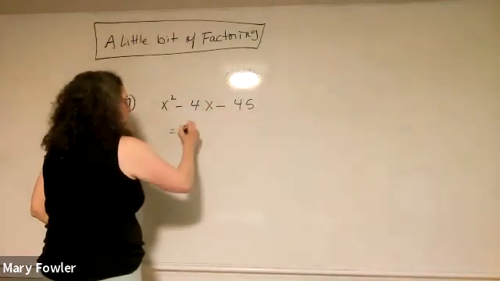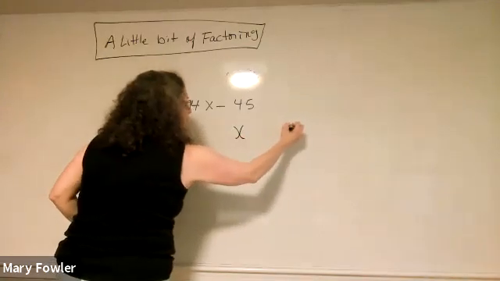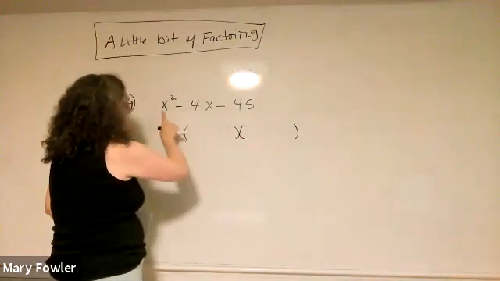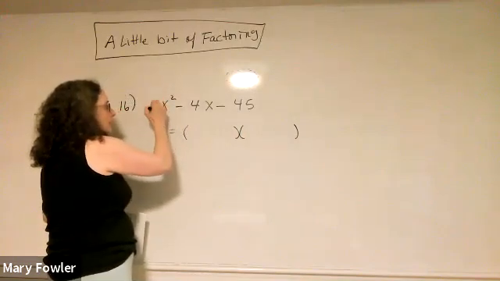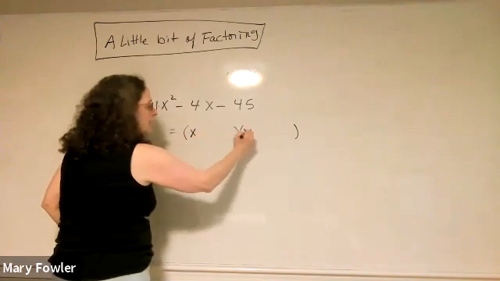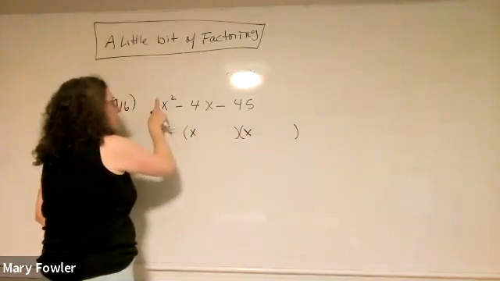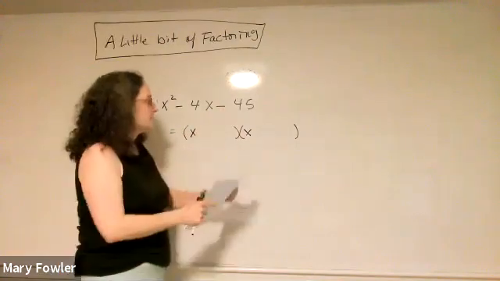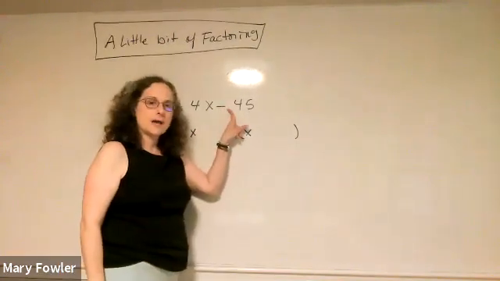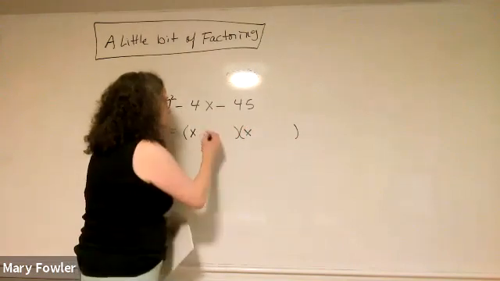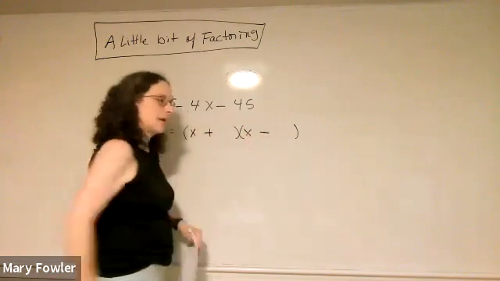So it's a trinomial. We start by opening up our two brackets. The coefficient of x squared is 1, so we know for sure that it's x and x. There's no other coefficients in the front to worry about. The negative sign in front of the 45 means that one of the signs will be positive and one will be negative.